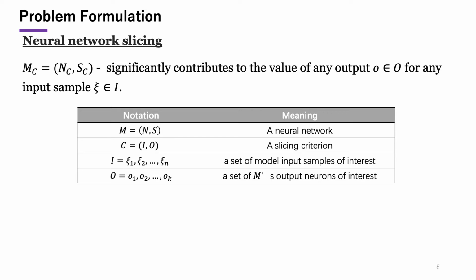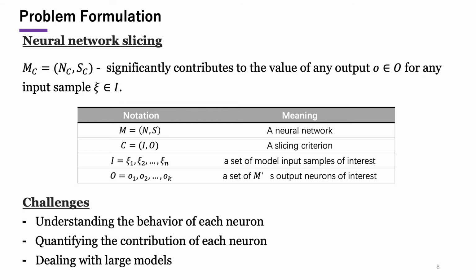However, it is not easy to slice a neural network. The behavior of a single neuron is difficult to understand, and it's difficult to quantify the contribution of each neuron. Besides, how to deal with the large models that contain millions of neurons? To deal with these challenges, we propose to use data flow analysis to slice a network.